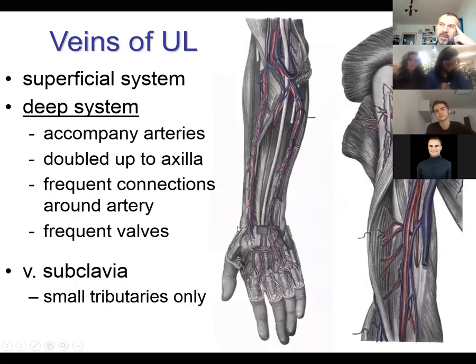And slowly we get to the veins of the upper limb, which are easy for you, you know all of them. So you know we have two systems, superficial and deep. For deep, it's very easy as it accompanies the arteries. It's doubled up to the axilla. There are frequent valves and frequent mutual communications. Yeah, and clinically it is of no relevance. Remember that the subclavian vein has only very small tributaries, and all the branches from the subclavian artery, all the corresponding veins drain into the external jugular or brachiocephalic vein, yeah, not into the subclavian vein.